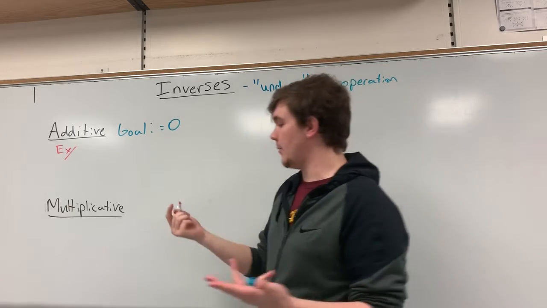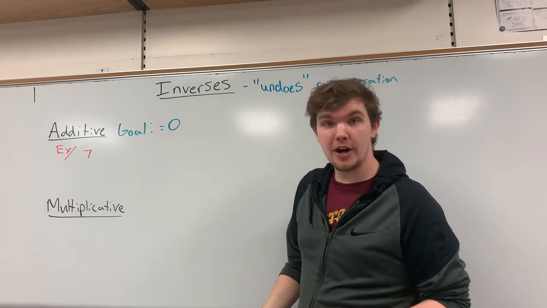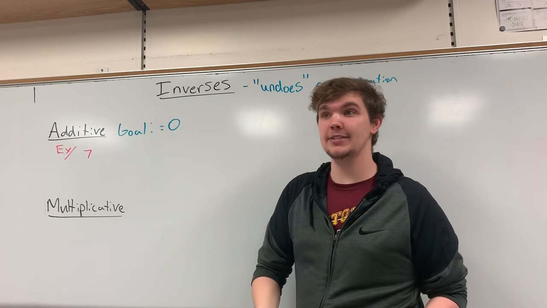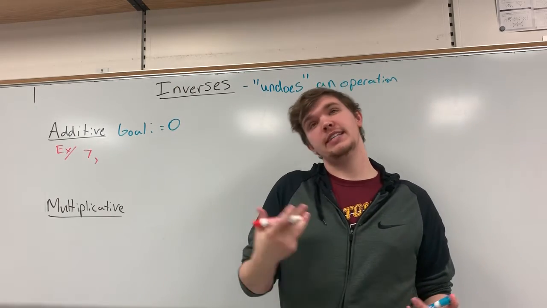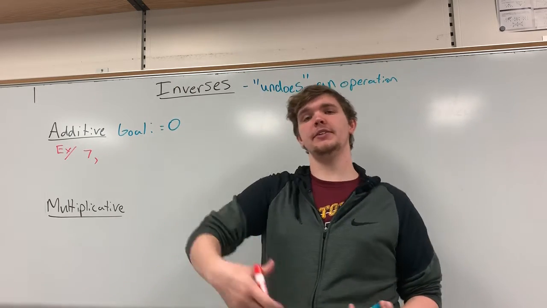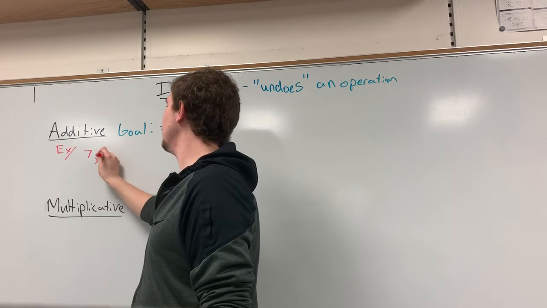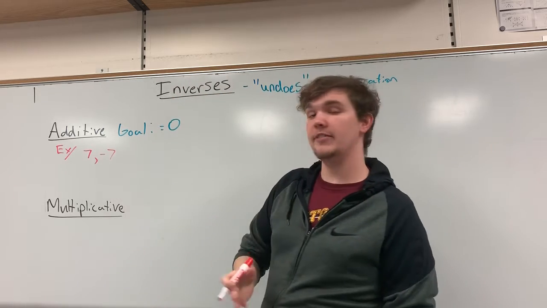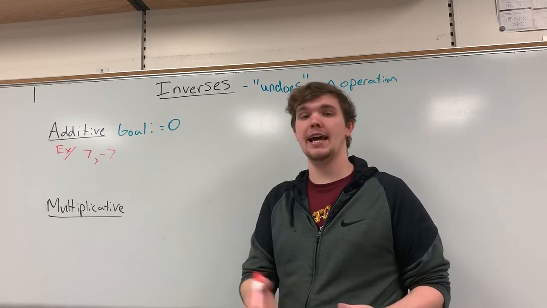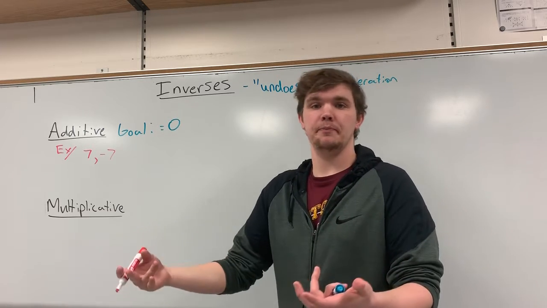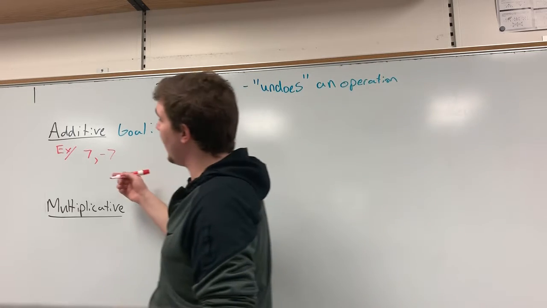So some examples of what an additive inverse might be: if I put out a random number, let's say I did 7 as just one number. If I'm trying to find the additive inverse of 7, then I'm trying to think in my head, 7 plus what gets me 0? Well, it's just the opposite of 7, right? And so the answer would be -7. 7 and -7 are additive inverses of each other because if you were to add them together, you would get 0, okay?